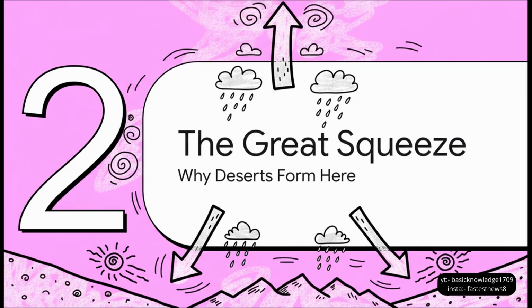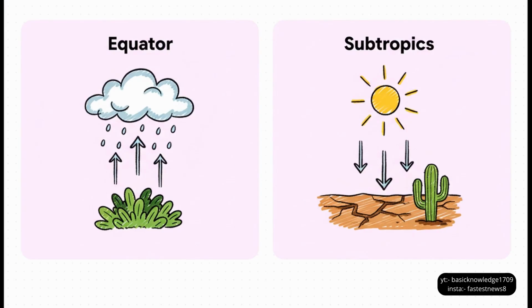All right, so you know the saying, what goes up must come down. The air that rose at the equator doesn't just disappear into space. It gets pushed outwards towards the poles. And eventually, it sinks back to Earth, creating this kind of great atmospheric squeeze. And this creates the complete opposite effect. At the equator, we had rising air, low pressure, and rain. But around 30 degrees latitude, both north and south, we get sinking air, high pressure, and almost no rain.